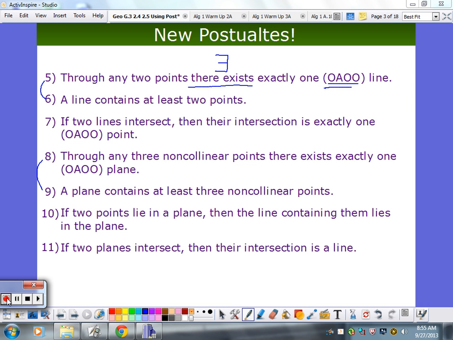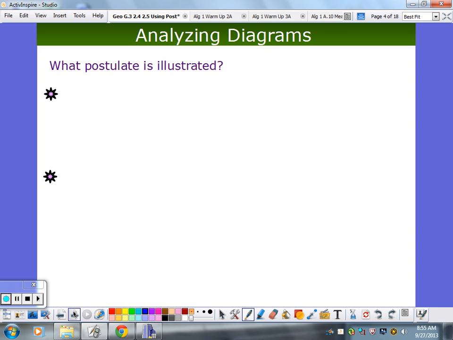But anyway, I think we know a lot of these. I think they make sense. We just kind of have to now put it in the brain a bit, that these are statements we can use when we're proving other things. But let's first get a little more familiar with the postulates themselves. So if I look at a picture, can I figure out what postulate we're talking about?